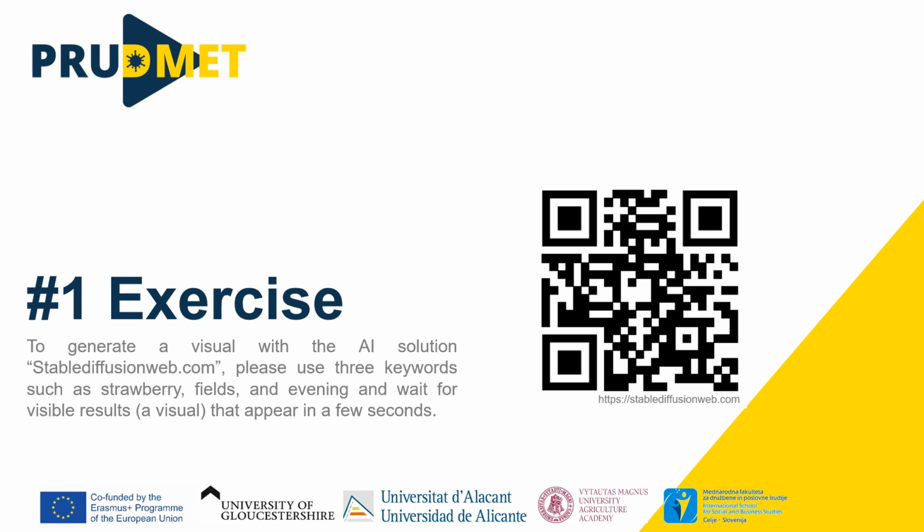Please scan a QR code on the right and open the platform. The registration is effortless. Please type 3 keywords, such as strawberry, fields, and evening, and generate the visual content. This example is elementary, but you can try this generative tool with different keywords and create visuals for education materials.